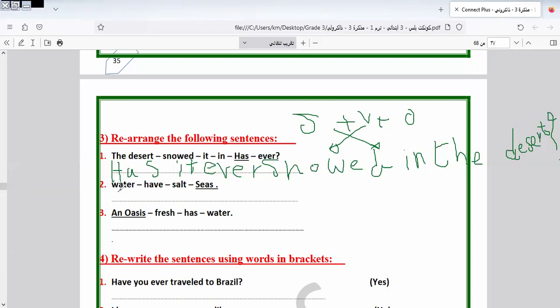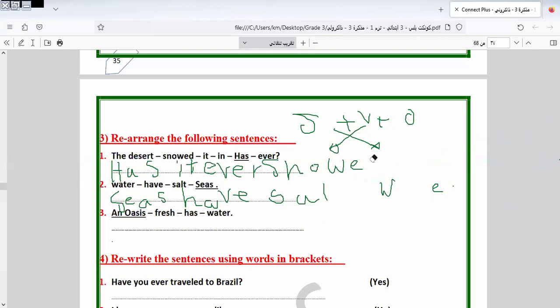Let's go to another one. Seas have salt water. All of us know this. If we go to Alexandria and swim in the sea, when the water comes to your mouth, we can taste what? We can taste salt water. Seas have salt water. And I put a full stop at the end of the sentence. I will leave the last one for you to do by yourself. Now we know the rule, and you can do the last one by yourself.